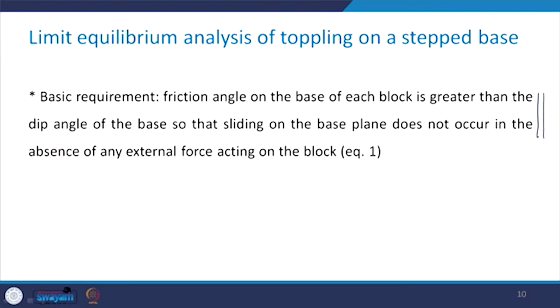The basic requirement is that the friction angle on the base of each block should be greater than the dip angle of the base, so that sliding on the base plane does not occur in the absence of any external force which is acting on the block. And this condition can be ascertained mathematically by using equation number 1, which I have already discussed with you. Keep in mind that we are talking about the toppling failure.